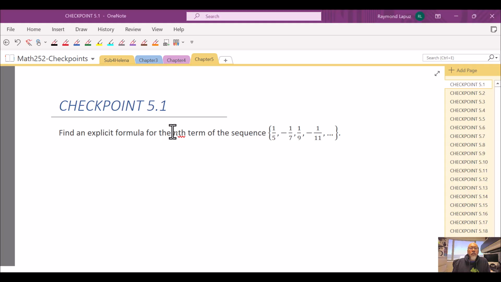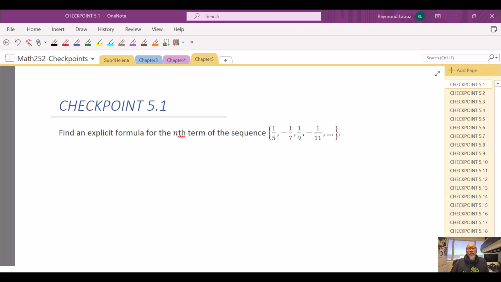My name is Lapuz. In this video we're going to do checkpoint 5.1 from section 5.1. They want us to find an explicit formula for the nth term of the sequence, and it starts off as 1/5 and then it goes to negative 1/7 and then goes back to positive 1/9 and negative 1/11, etc.